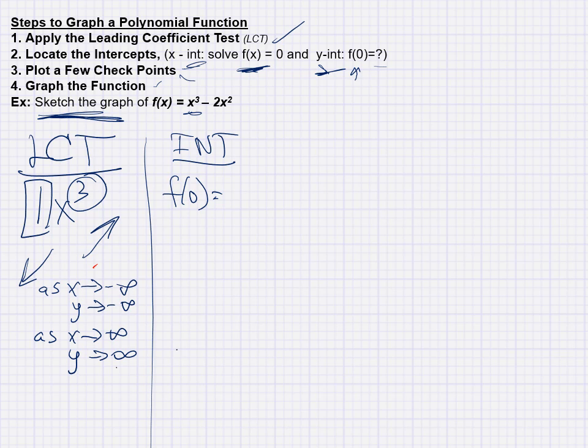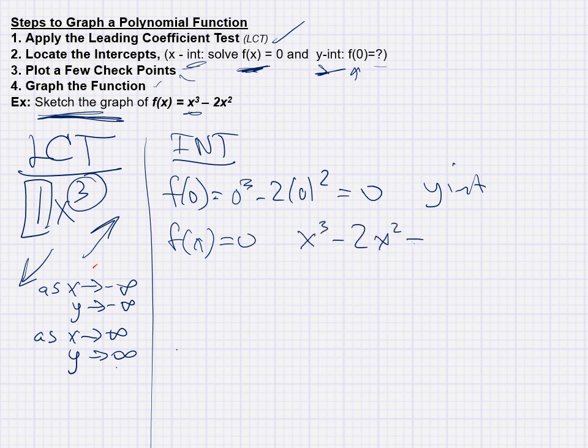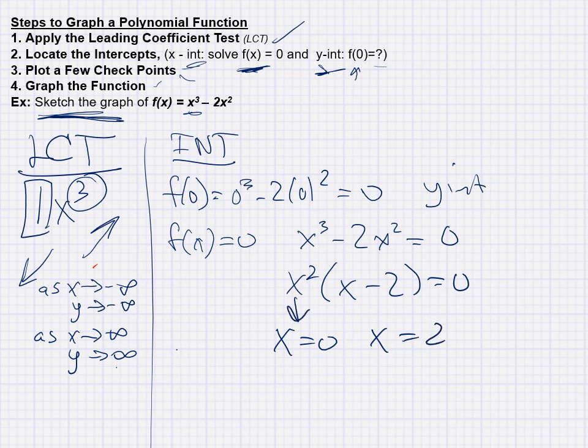F of 0 would give me 0 cubed minus 2 times 0 squared, giving me 0. That's your y-intercept. Then f of x equals 0, which would be x cubed minus 2x squared equals 0, would give me, well, I factor out an x squared, I have x minus 2. That'll give me x equals 0 and x equals 2. This gives me x equals 0. This gives me x equals 2. Those would be my x-intercepts.